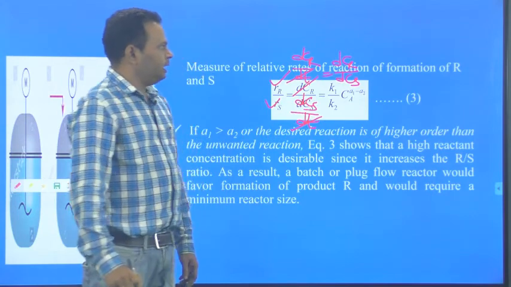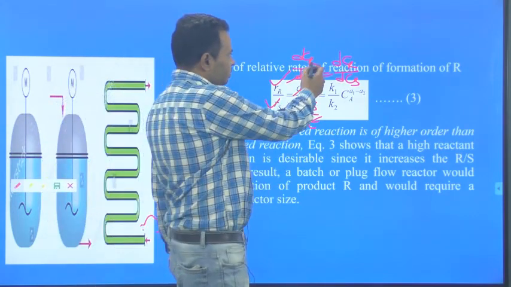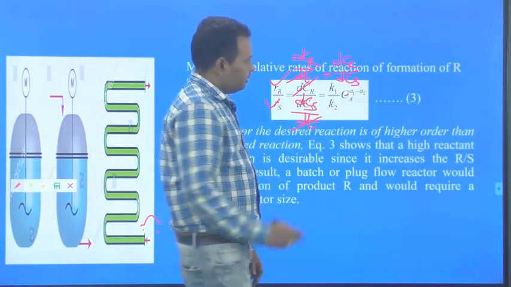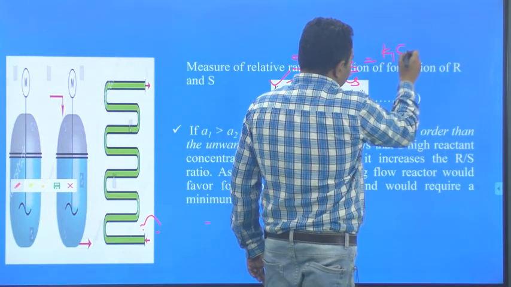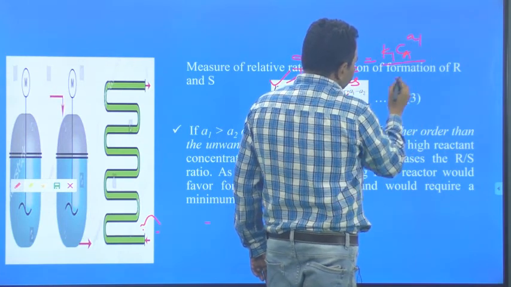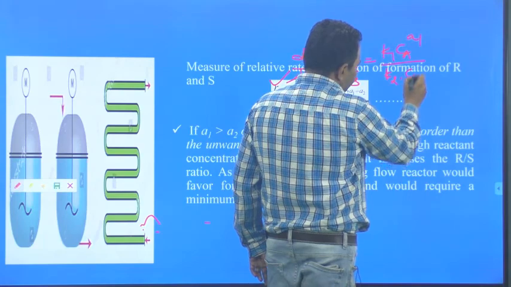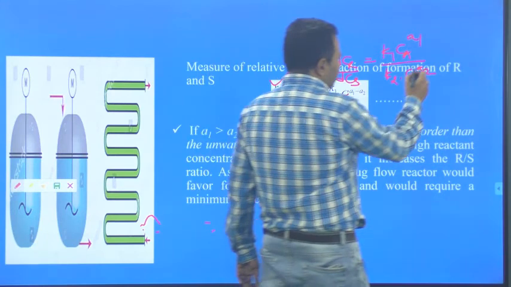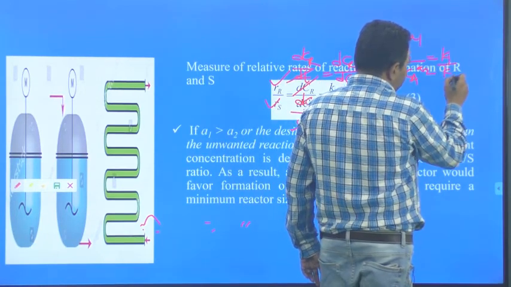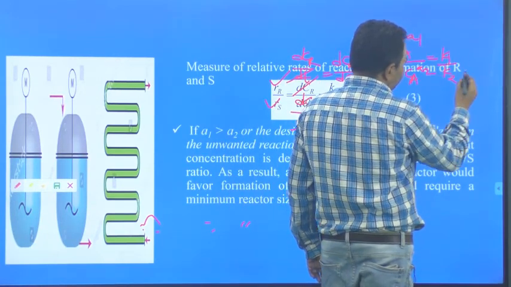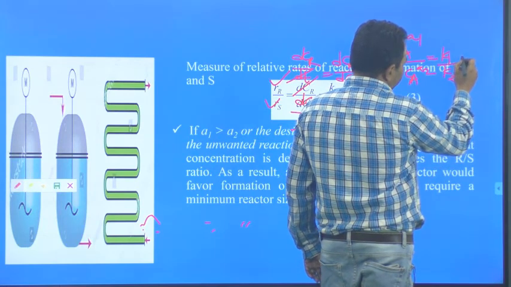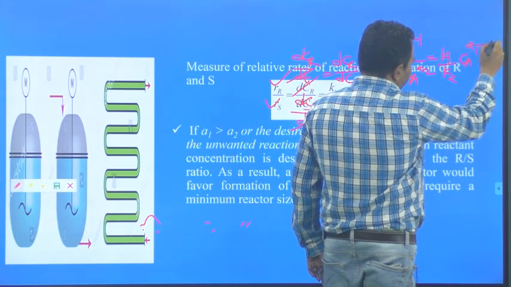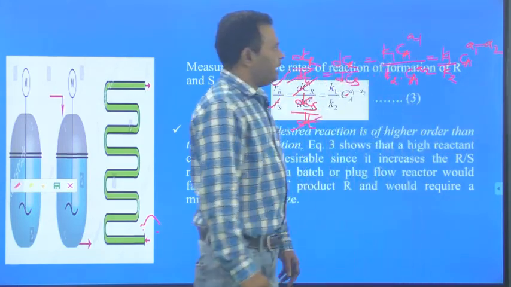Again here, dCr by dCs, that is nothing but dCr by dt over dCs by dt. dCr by dt is k1 Ca to the power of a1, and dCs by dt is k2 Ca to the power of a2. In the next step, write k1 by k2 as it is, and take the denominator Ca to the power of a2 to the numerator, which becomes Ca to the power of minus a2. Already we have the numerator Ca to the power of a1, so you can write Ca to the power of a1 minus a2. So this is the final product distribution equation.